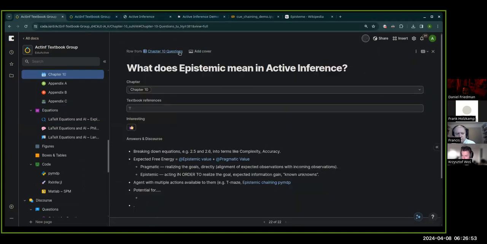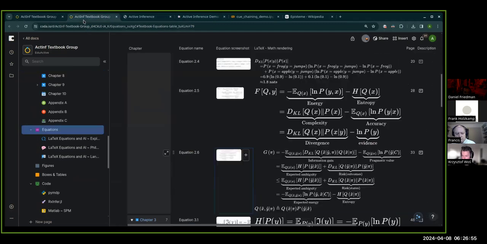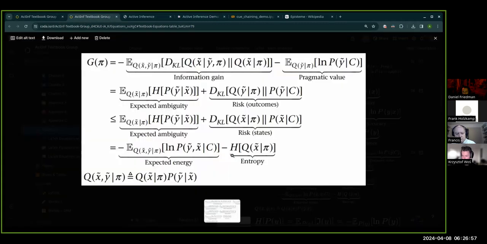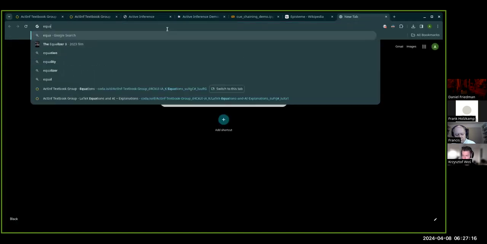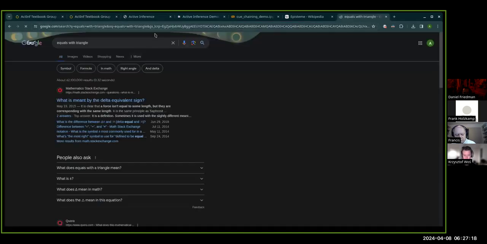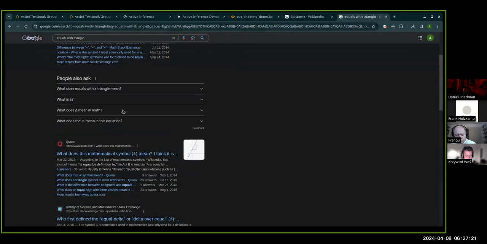I have one question. Could you please go back to that last equation which is showing? Over here, I don't know what the term means, this Q, the last one. What is the operator equal to with a triangle on top? Any idea? Defined as equal to. Okay, defined as equal to. Equal by definition to.